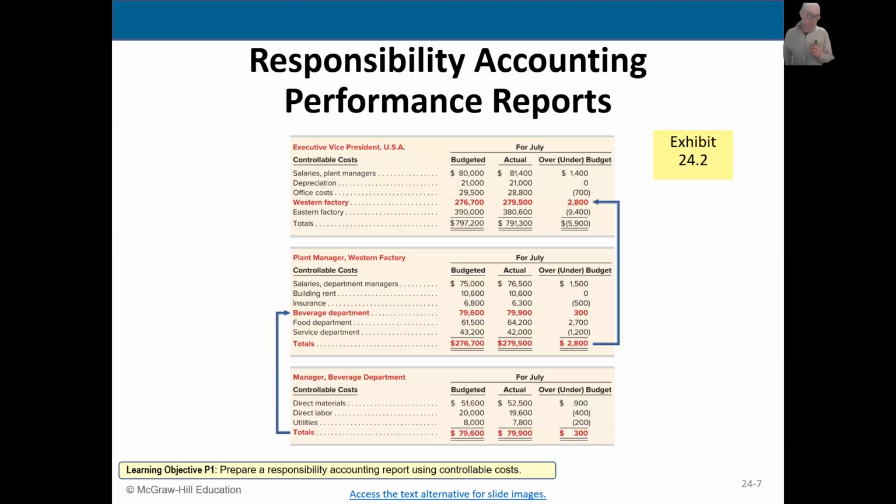You'll notice that the lowest level of management often has the greatest level of detail when it comes to their costs. And that's, of course, because the closer you are to the product and to the customer, the greater level of detail you can see. As it rolls up, a little less detail. As it rolls up again, a lot less detail. You see? So it's a very interesting way of reporting the levels of management and their ability to control costs.